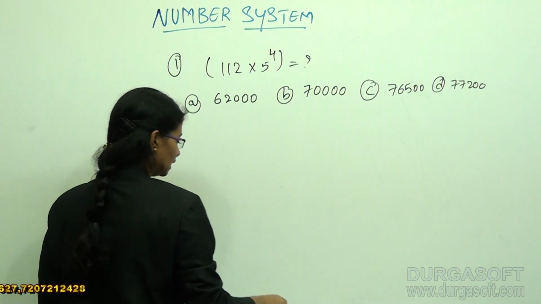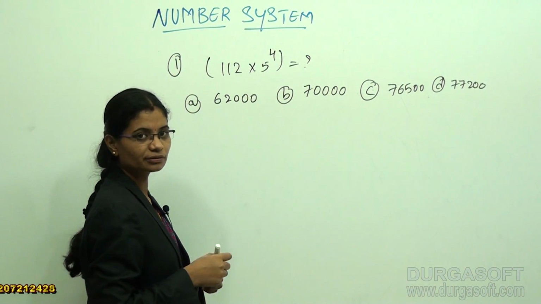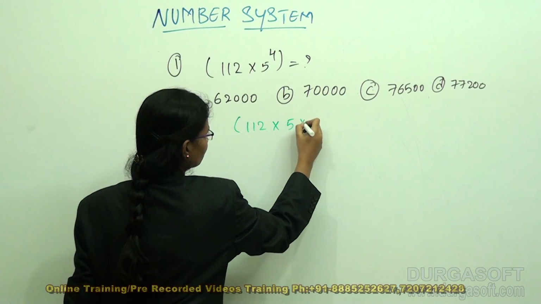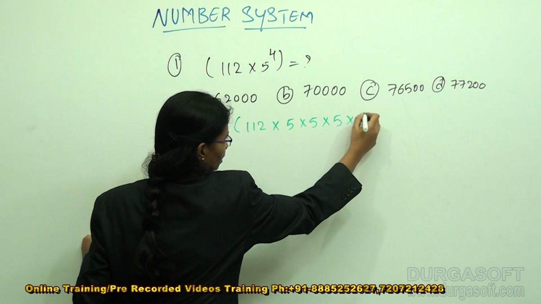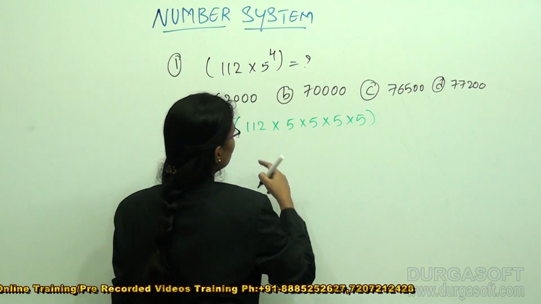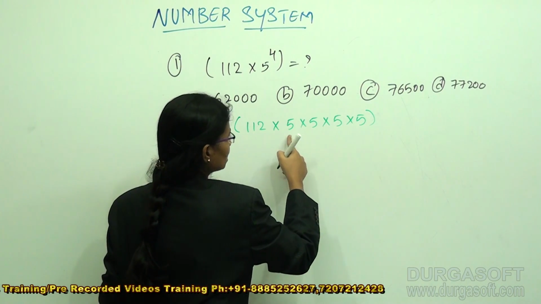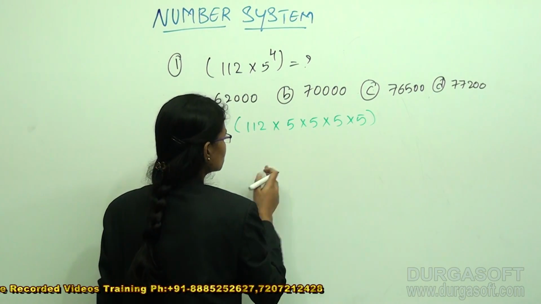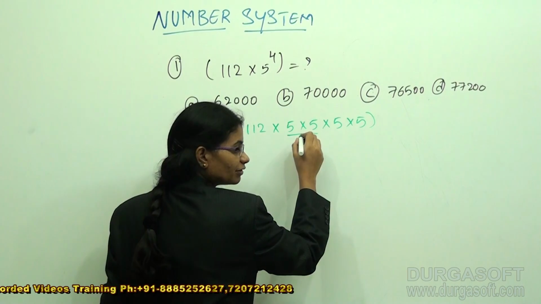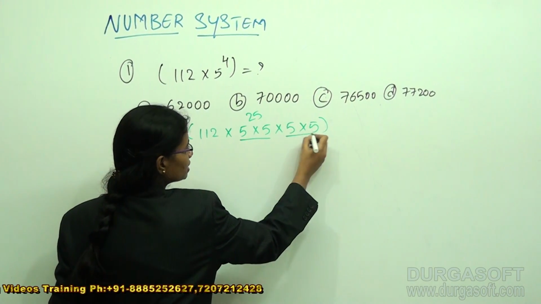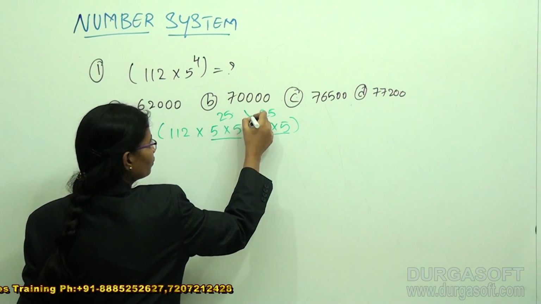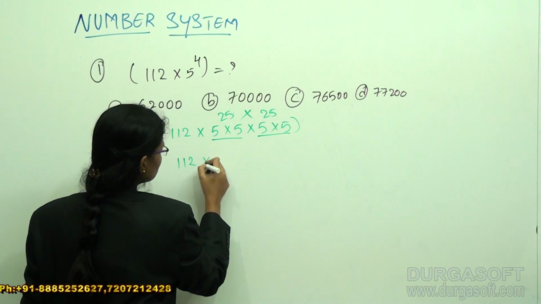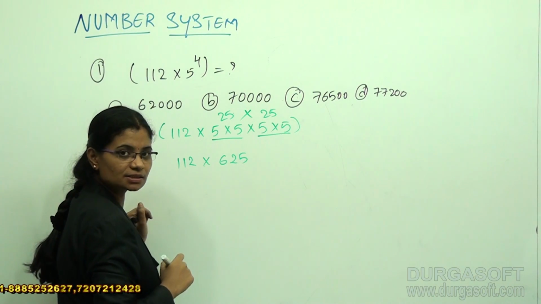This is the actual question. Here it is given 112 into 5 power 4, right? So we can write 5 power 4 as 5 into 5 into 5 into 5. This is the only meaning of 5 power 4, right? As we don't know 5 power 4 directly, we will just write it in this way so that we will get an answer. We are very familiar with the 5 table. So 5 into 5 gives 25, and this 5 into 5 gives 25 again. If you multiply 25 into 25, I am getting 625. So 112 into 625 is the answer, right?